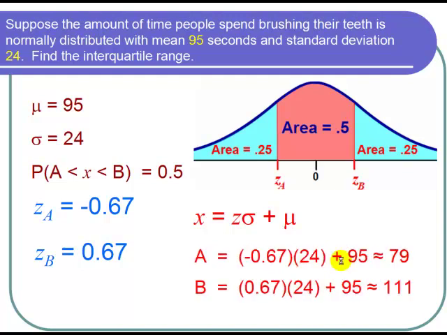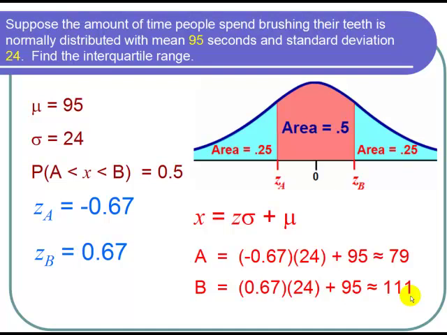So now let's find the same for B. And that'll be the same numbers except that z sub B was positive 0.67. And 0.67 times 24 plus 95 is about 111.